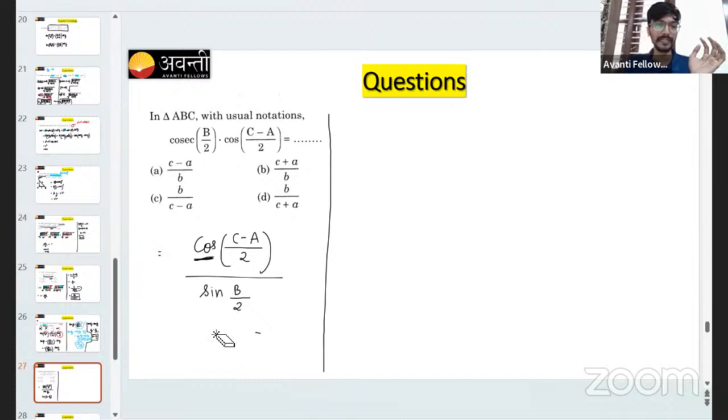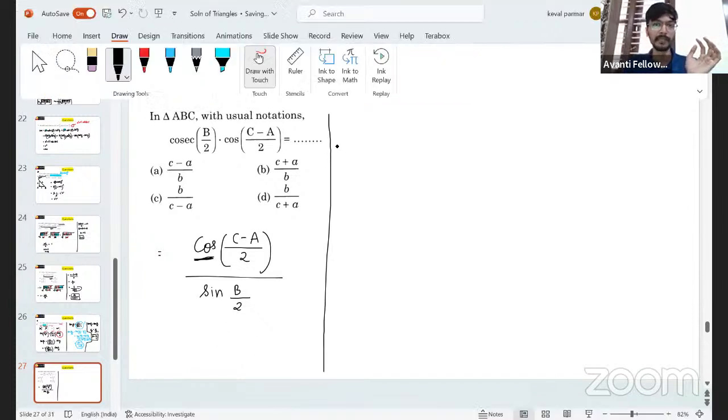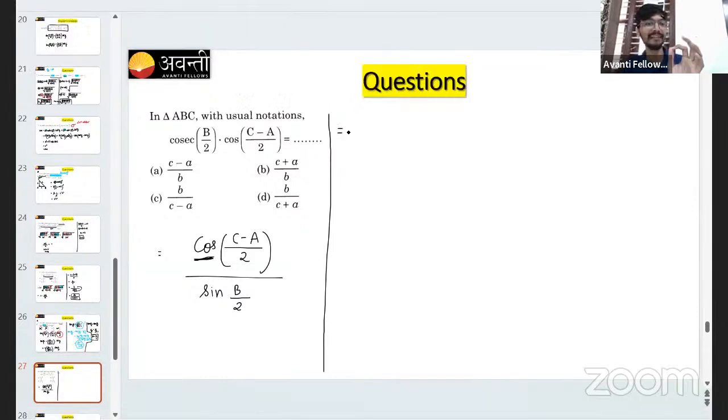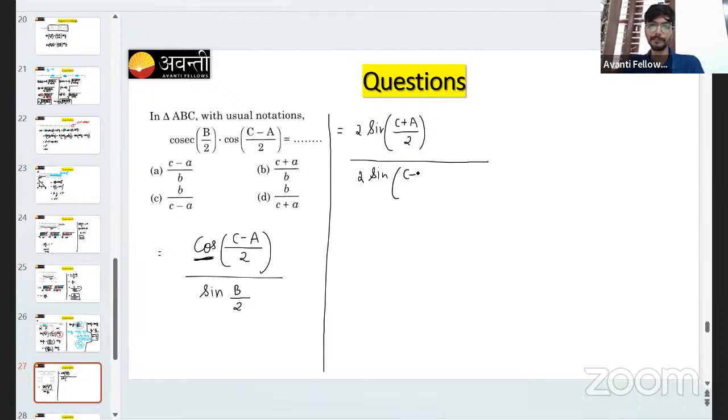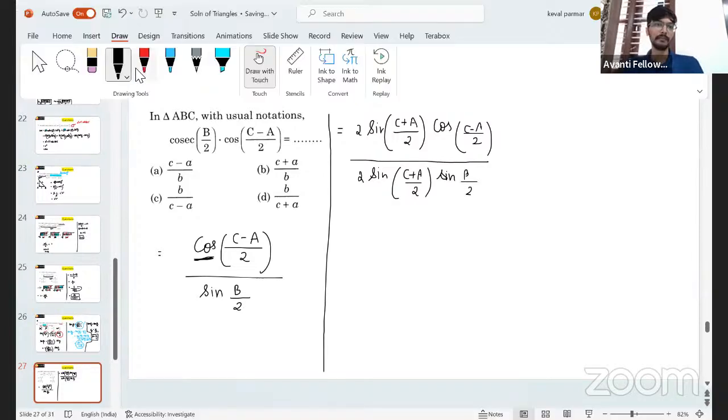So what we did here, see, I will do an interesting thing. I will multiply and divide by sin (c plus a)/2. So I multiplied the numerator by 2 sin (c plus a)/2, and the denominator by 2 sin (c plus a)/2, and the remaining two stay the same, which is cos (c minus a)/2 and sin b/2. Got it? I multiplied and divided this.